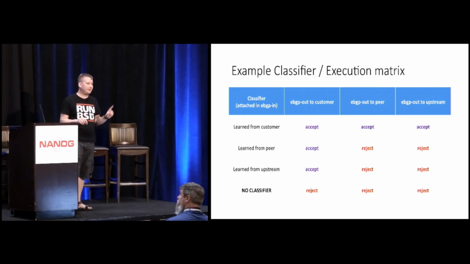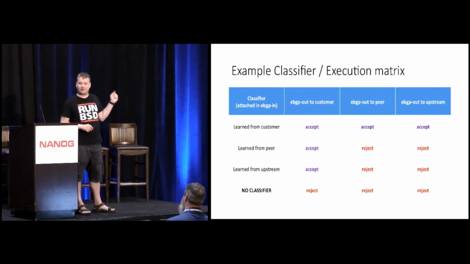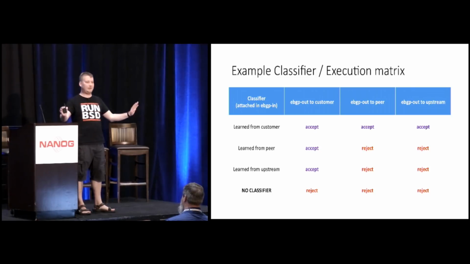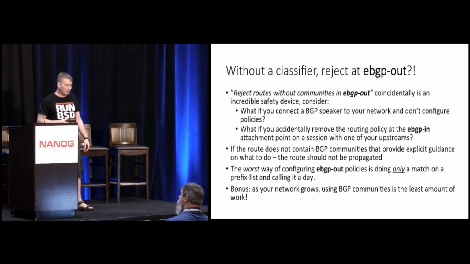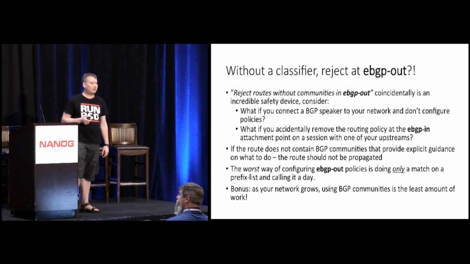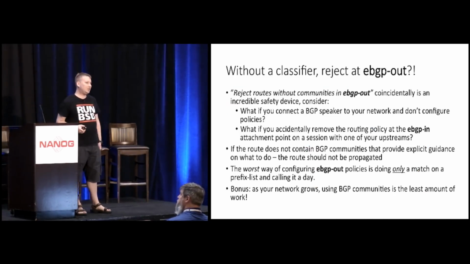The noteworthy thing in this table is that if there is no classifier, in none of the scenarios should the route ever leave the BGP domain. If there's no BGP community on the route, never ever send it over an eBGP session. Rejecting routes without communities in the eBGP out routing policies is an incredible safety device.